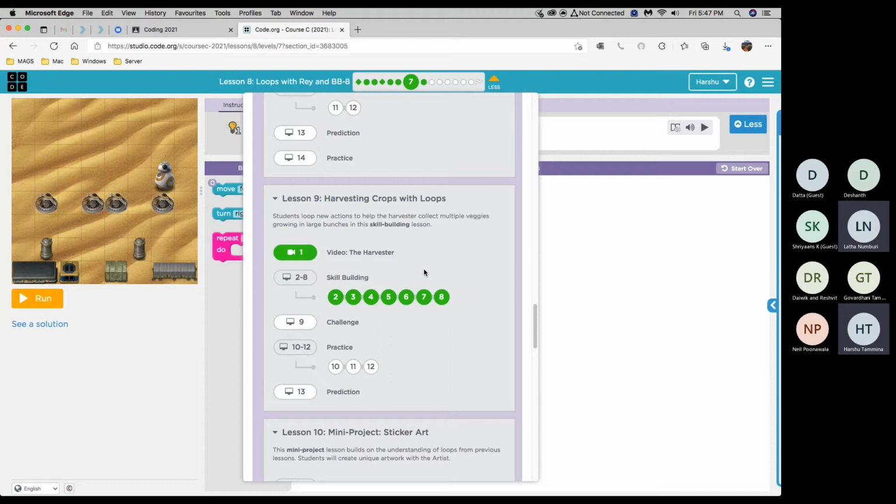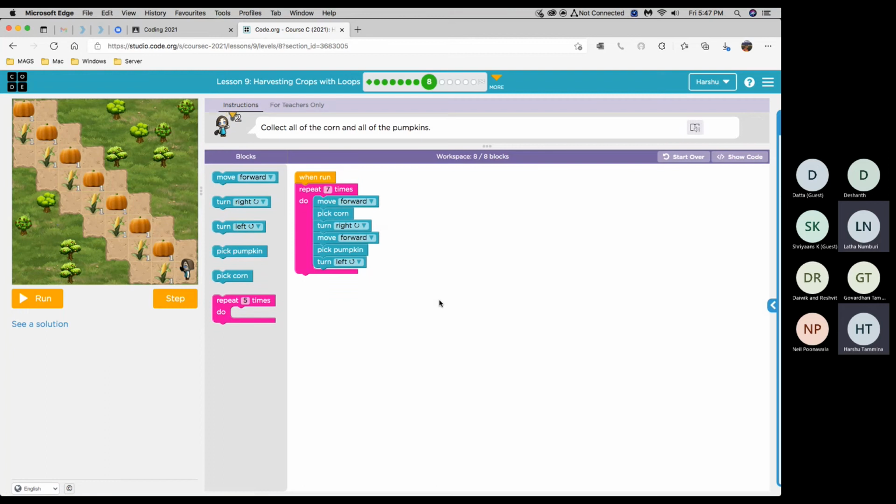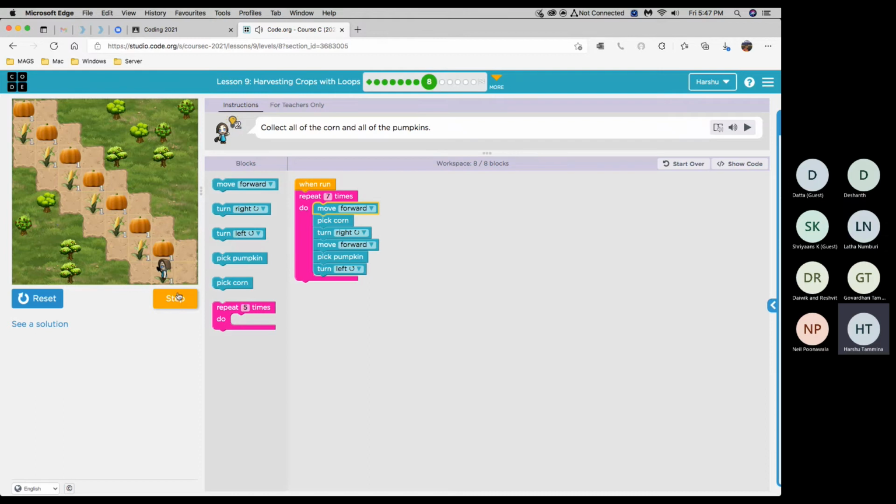No, number 8. So the one that we just did. Yeah. Okay. So what's the issue you're having? Yep. I didn't put a turn left at the end. Oh, okay, so it'll be move forward, pick the corn there, turn right, move forward, pick up the pumpkin, and then turn left, and then that goes over and over again.